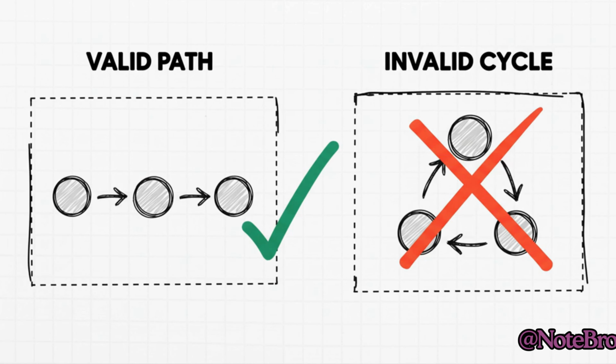And this brings us to the most crucial part of the whole thing: acyclic. It just means without cycles. You can never, ever follow the arrows along a path and end up back where you started. I mean, just imagine if task A depended on task B, but task B also depended on task A. Where would you even begin?